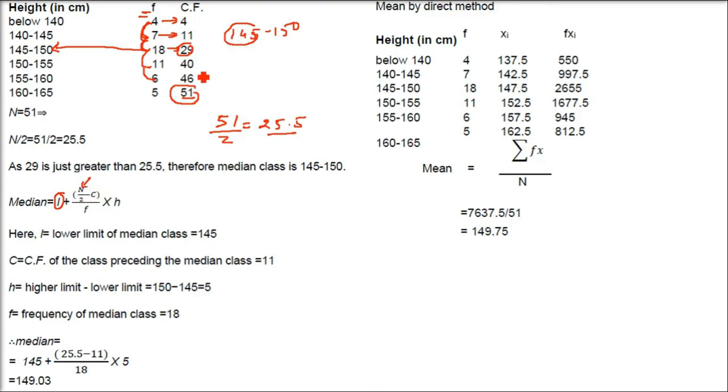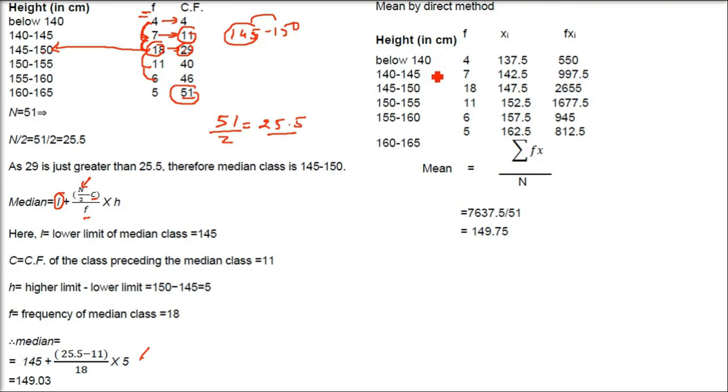Minus c. What is c? The cumulative frequency of the preceding class. So what is the preceding class? 140 to 145. What is its cumulative frequency? 11. So in place of c, you have to write 11. What is our f? The frequency of the median class is 18. What about h? What is the class interval? It's 5. So whatever I told you, you just put it here. 149.03 will come.